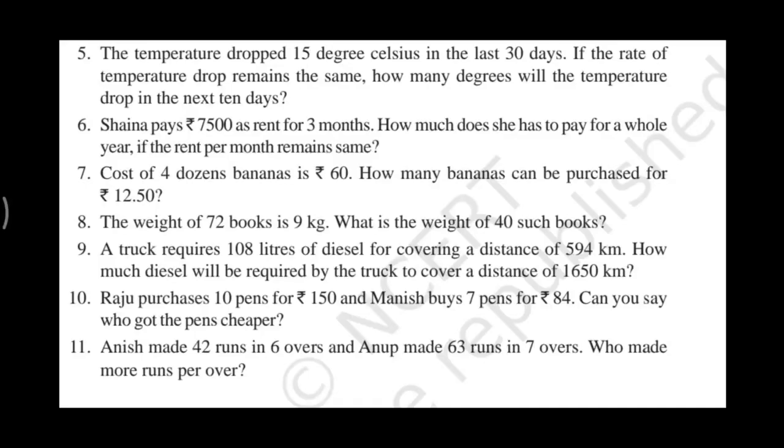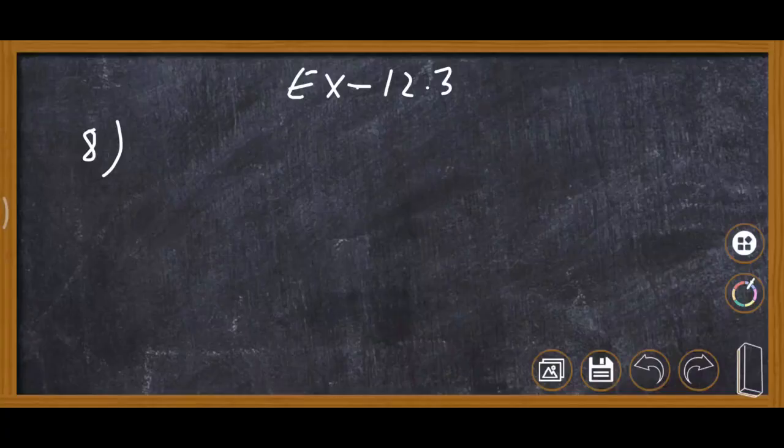Now this is question number 8. Weight of 72 books is 9 kilogram. What is the weight of 40 books? So first of all we will find the weight of one book, and after that we will find the weight of 40 books. Now let us find out.